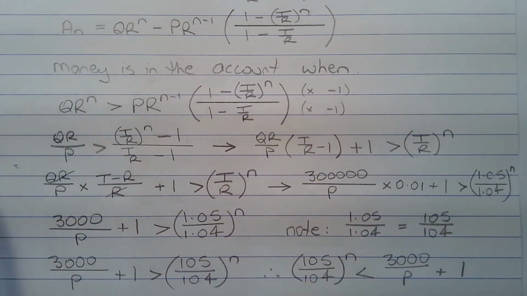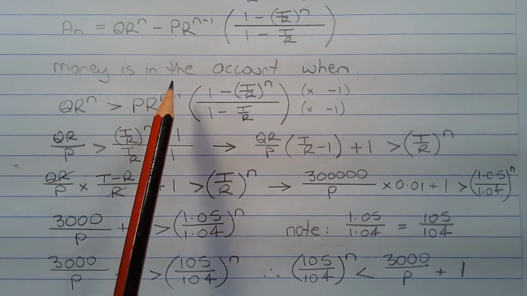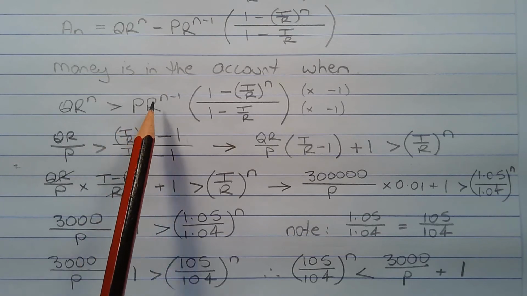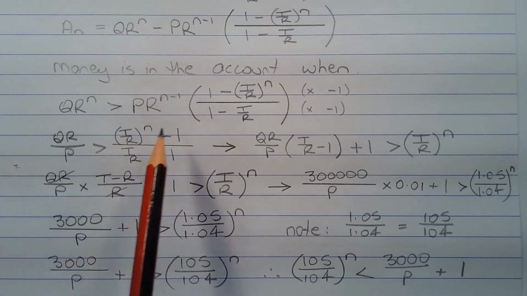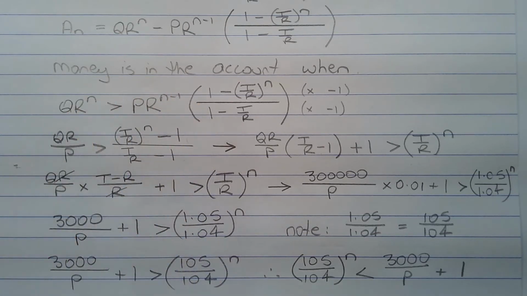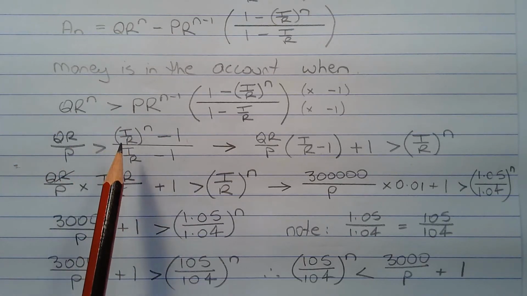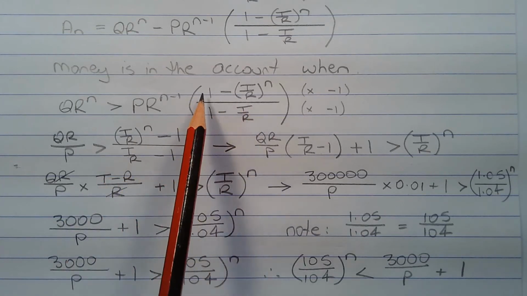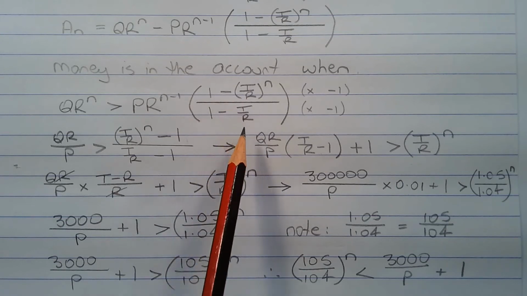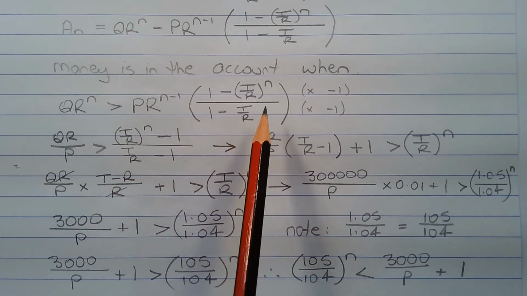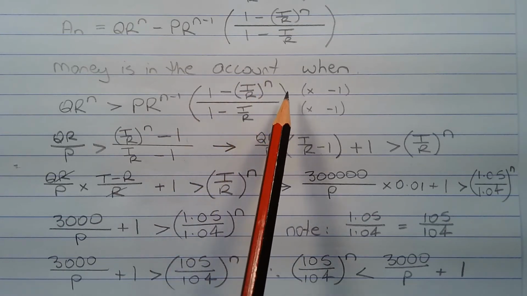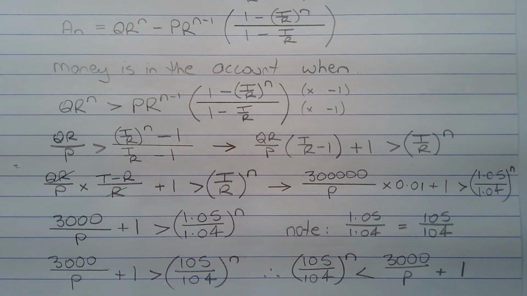So cleaning up this inequality, trying to simplify it in the best way we can, we divide both sides by pr to the power of n minus 1. Now this is a positive quantity, so we don't have to reverse the inequality. So we have qr over p is greater than (t over r) to the power of n minus 1 over t over r minus 1. Notice that the terms in the numerator have been reversed and the terms in the denominator have been reversed. So multiplying top and bottom by -1 doesn't change the value of the fraction. So again, no need to change the direction of the inequality sign.